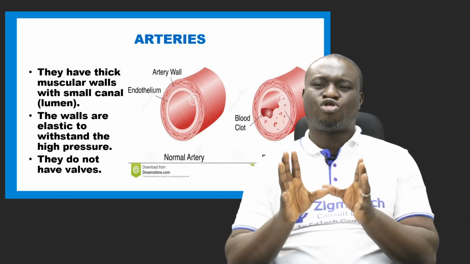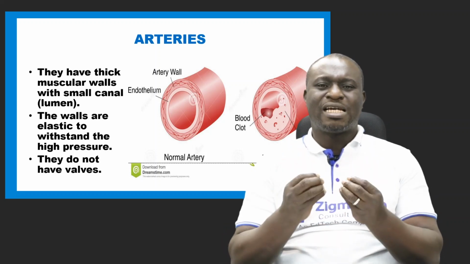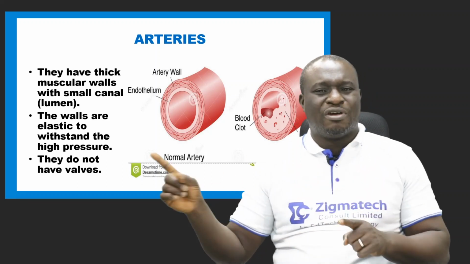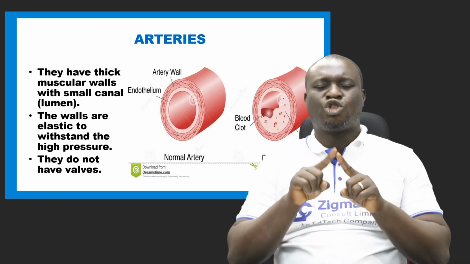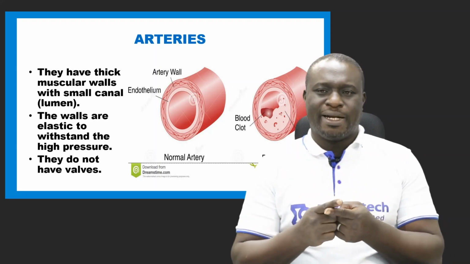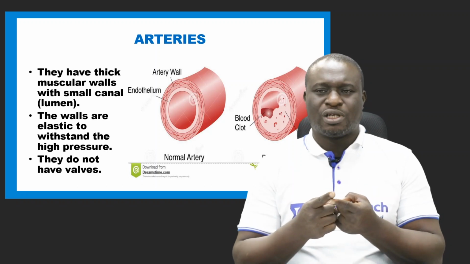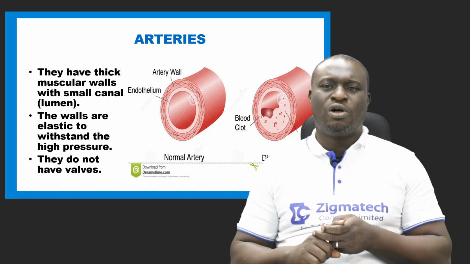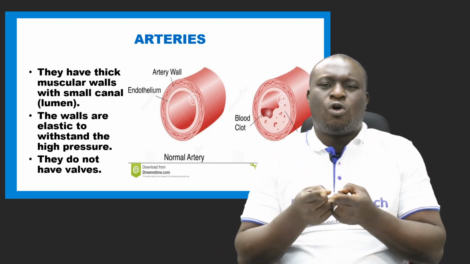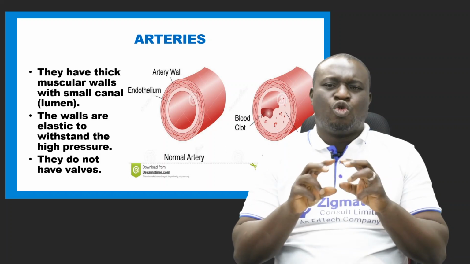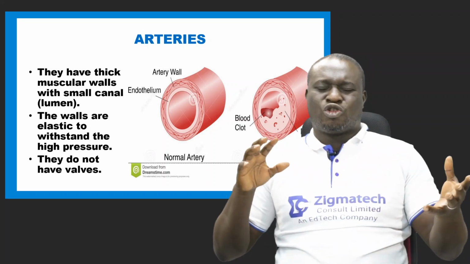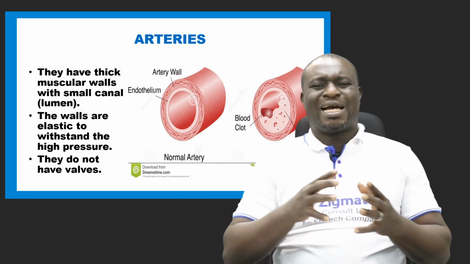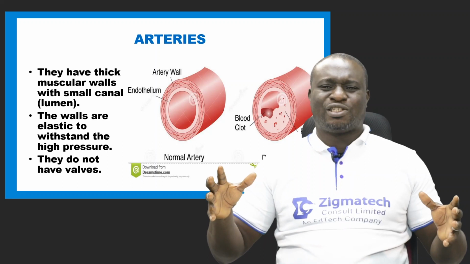Now, in terms of structure, the arteries have thick muscular walls with small openings compared to that of the vein. Those openings, we call them lumen. Small canal openings are called lumen. The arteries also have muscular walls that are elastic to withstand high pressure. So when the pressure of blood starts passing through that tube, they can expand. They are very elastic.